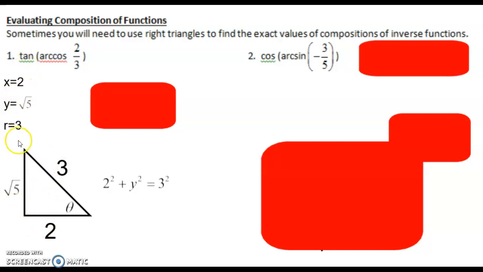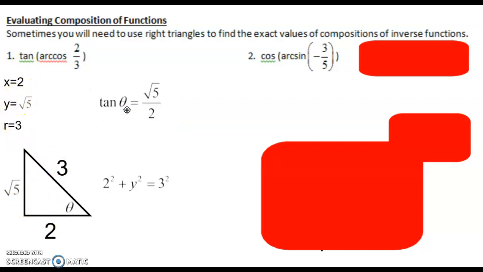So now we want to find the tangent of this information. So the tangent is going to be root 5 over 2. So if you're thinking in terms of x, y, and r, your tangent is y divided by x. So that's where we get root 5 over 2. If you're thinking in terms of your right triangle, tangent is opposite over adjacent. Again, we get that root 5 over 2.